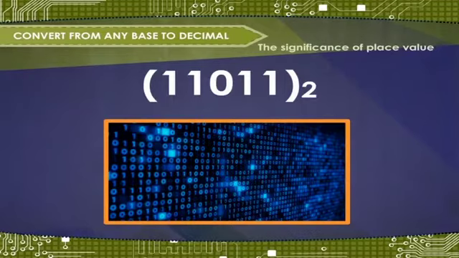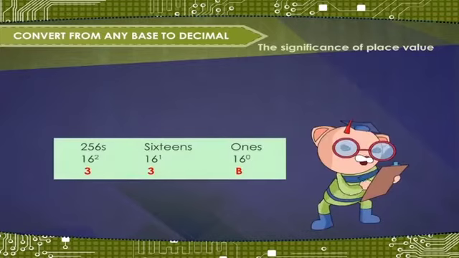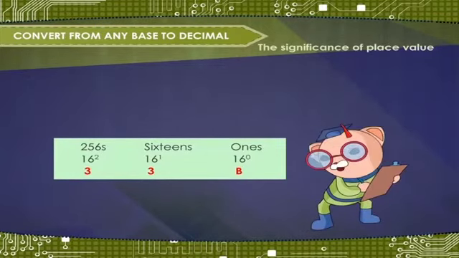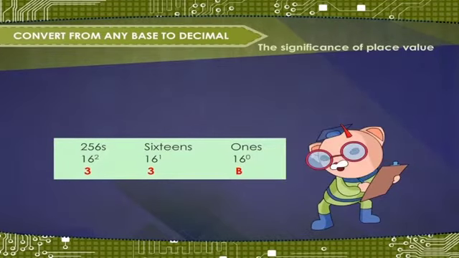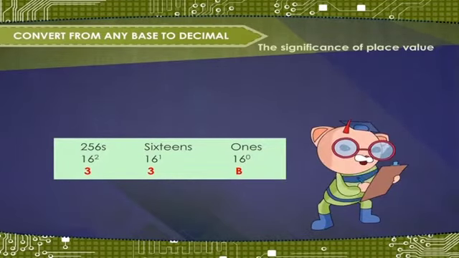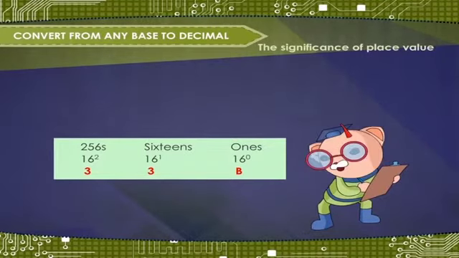What about the decimal equivalent of the hexadecimal number 33b base 16? Convert the hexadecimal number to decimal. Let us convert the hexadecimal number 33b base 16 to decimal notation. Since you are using a base 16 number system, the columns of your table are now powers of 16.